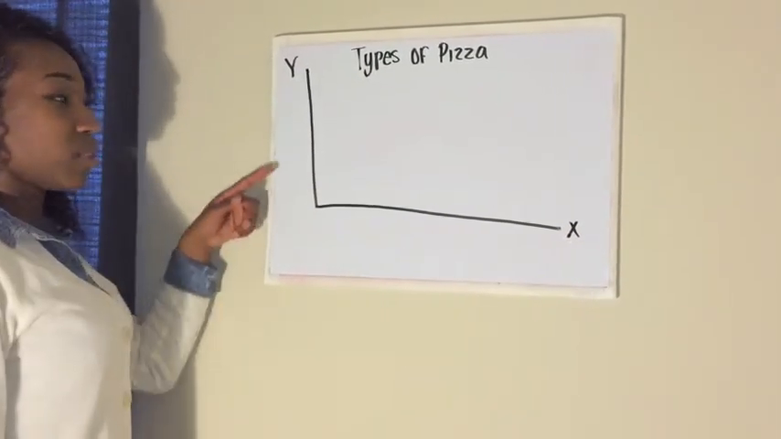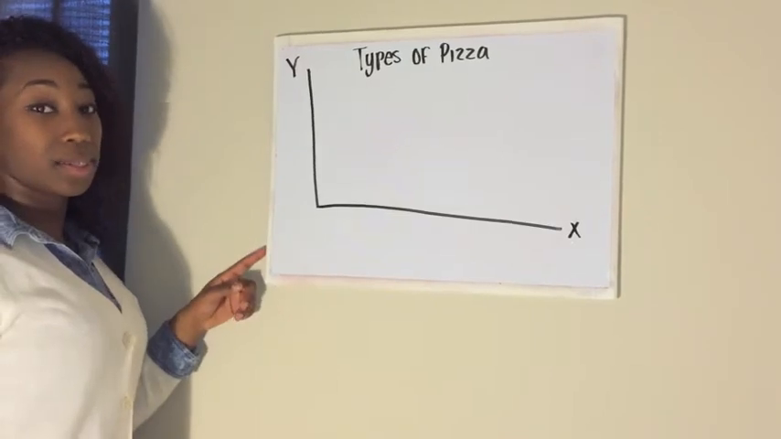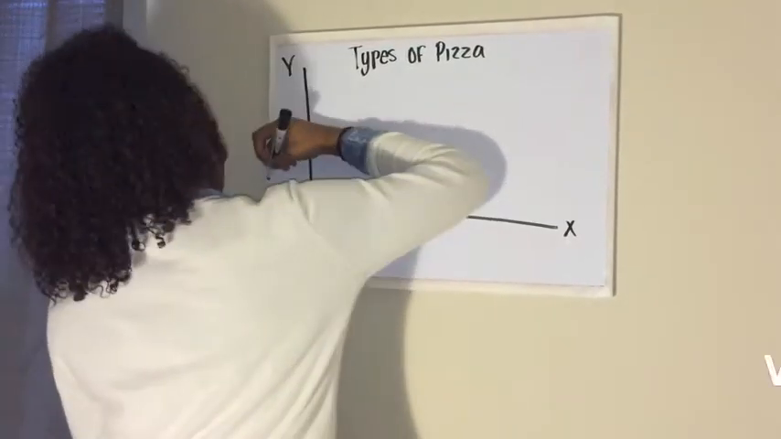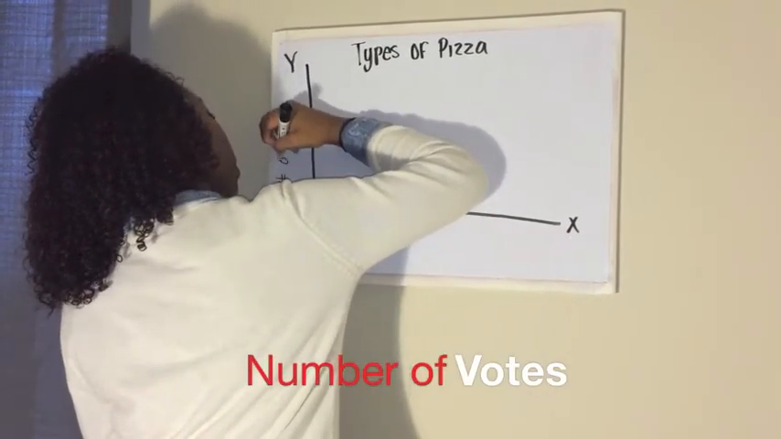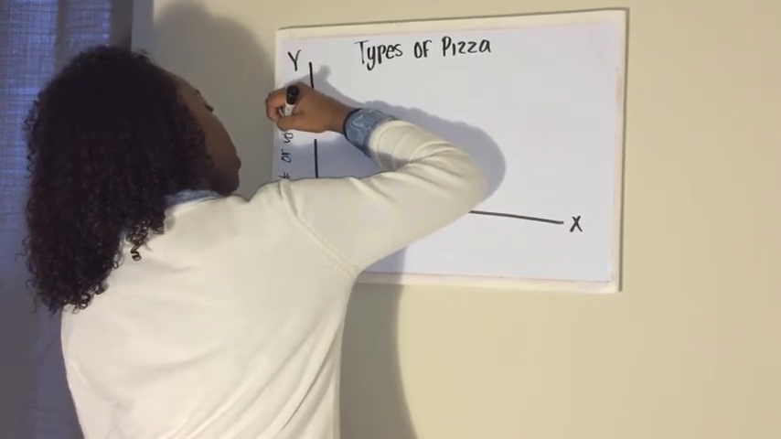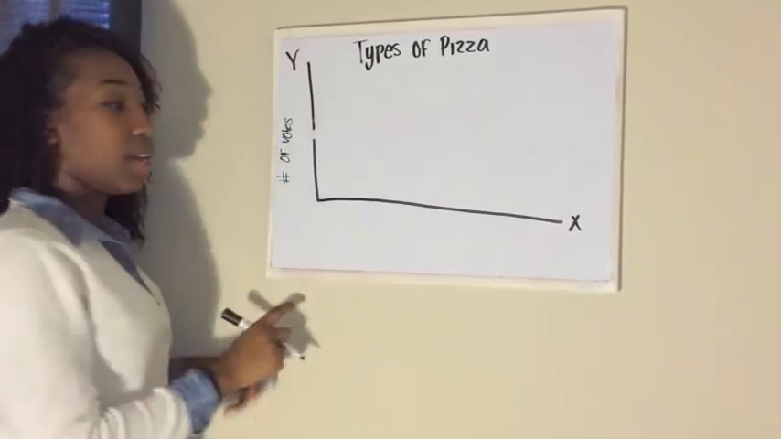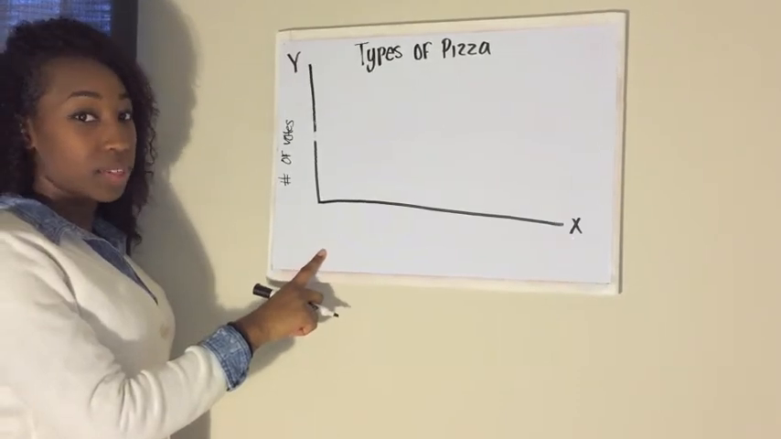You have to title the two axes. So the y-axis is going to be the number of votes. And the x-axis is going to be the different types of pizza.